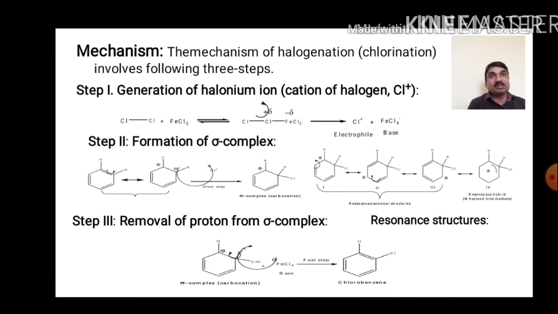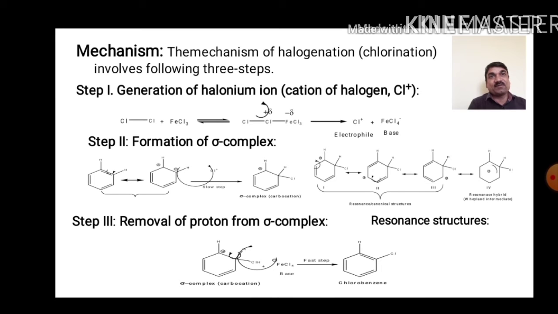The next step is removal of the proton from the sigma complex to form the product. The sigma complex undergoes a rapid proton loss called deprotonation by AlCl4-, and forms the phenyl halide and restores the aromatic character of the benzene.